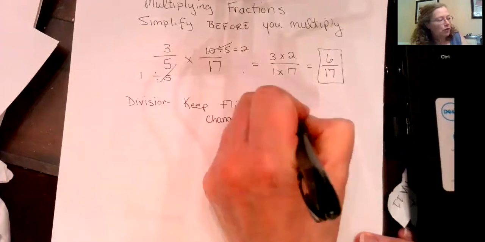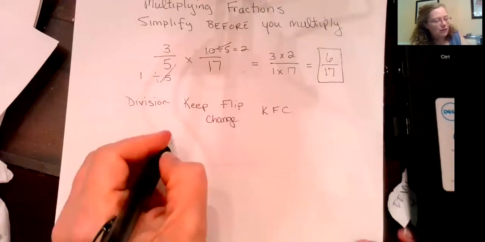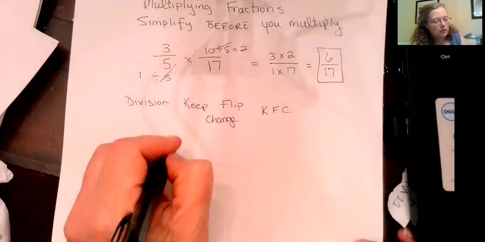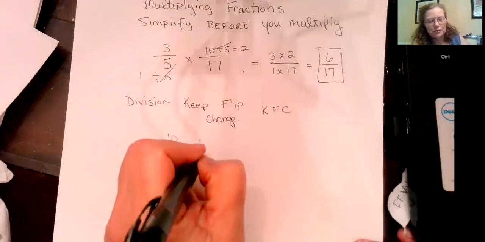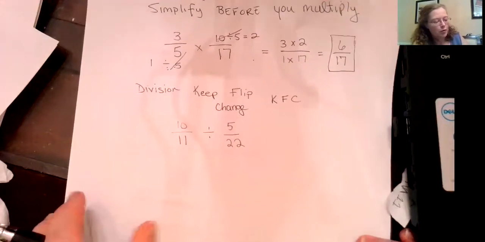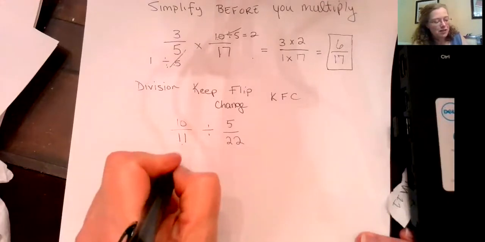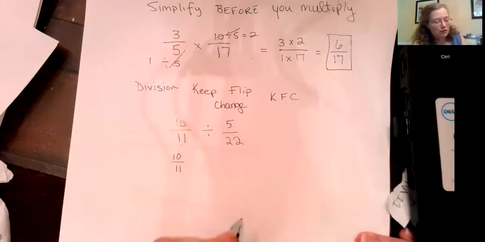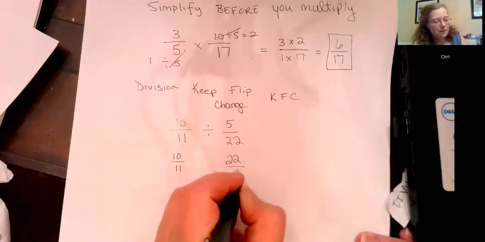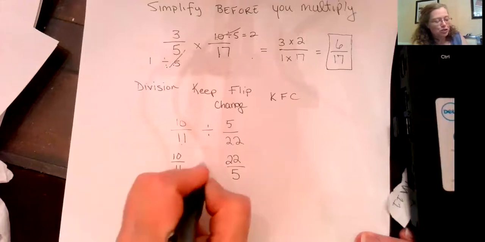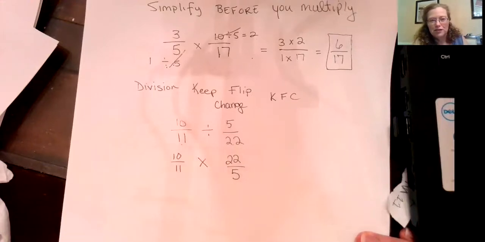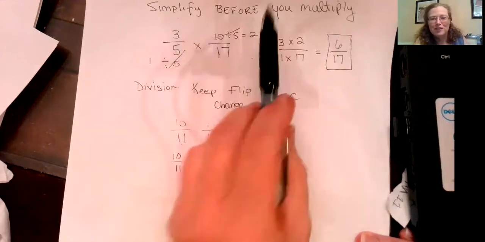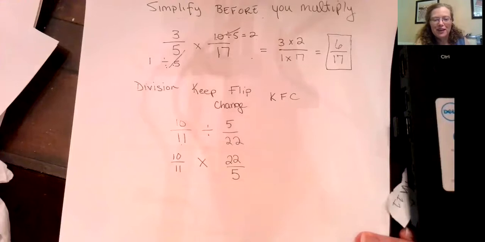Here we have 10 over 11 divided by 5 over 22. Okay, I'm going to keep the first fraction the same. I'm going to flip the second fraction. And then I'm going to change the division to multiplication. Now we go back to our rule. We're going to simplify before we multiply, and that way we'll have a reduced or simplified fraction when we're all done.